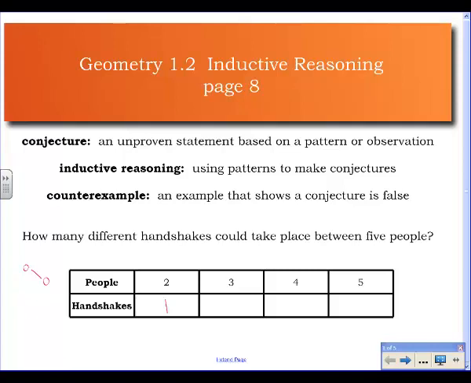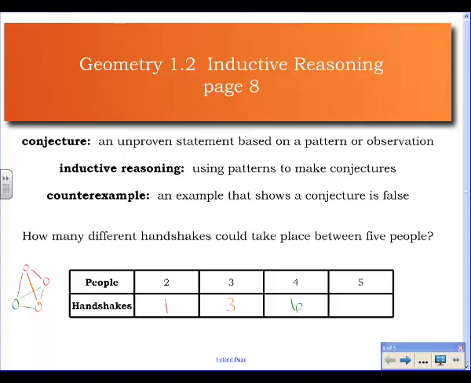Now let's add another person. Our original 2 people can still only shake hands one way, but now the third person can shake hands with both of them, so we end up with 3 handshakes total. I don't have quite enough data yet to make a conjecture about 5 handshakes, so let's keep going. With a 4th person, we still have our original 3 handshakes, and now the 4th person can shake hands with the other 3. That brings us up to 6 handshakes total.